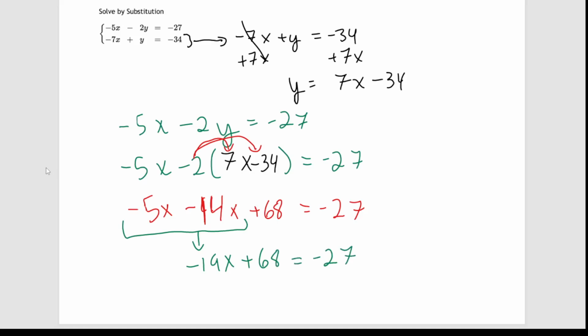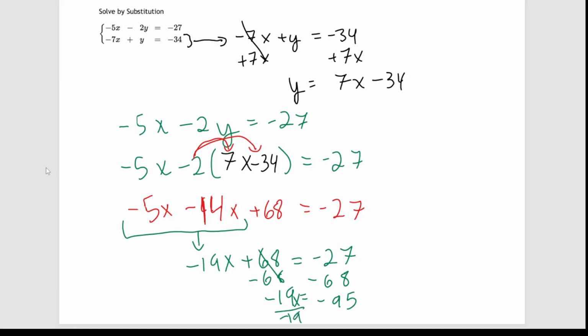And now that all like terms are combined within each side of the equal sign, I'm ready to move all constants to one side, all variables to the other. I'm going to go ahead and subtract 68 from both sides. I'm left with negative 19x, sorry, the x is still attached, negative 19x is equal to negative 95.